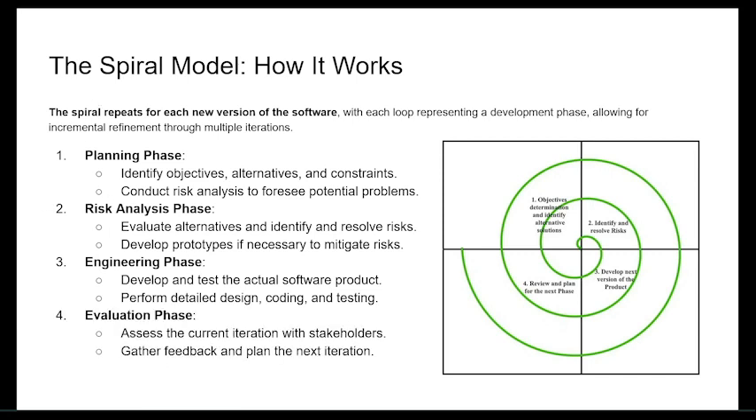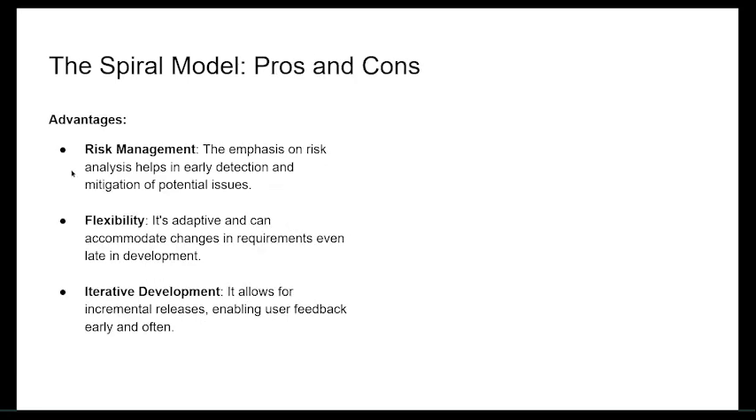Now, let's weigh the pros and cons of the spiral model. We have here the advantages of the spiral model, which are risk management, flexibility, iterative development. Risk management is basically the emphasis on risk analysis. It basically helps in early detection and mitigation of potential issues. Second, we have flexibility. It's adaptive to changes in requirements even after development. For our last advantage, we have here iterative development, which allows for incremental releases enabling early user feedback.